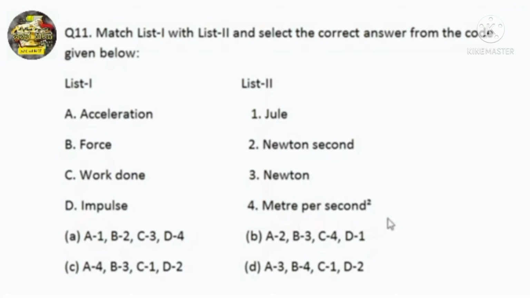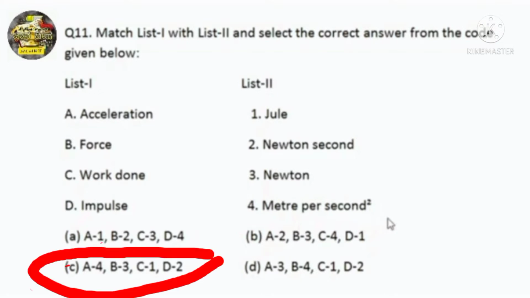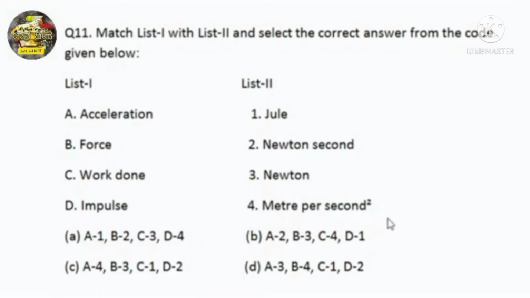Match list 1 with list 2 and select the correct answer from the code given below. List 1 is like this: option A, acceleration, B, force, option C, work done, D, impulse. List 2: joule, Newton second, Newton, meter per second square. For acceleration, meter per second square. For force, Newton. Work done, joule. Impulse, Newton second. The right answer is C: A 4, B 3, C 1, D 2. Let's move on to the 12th question.